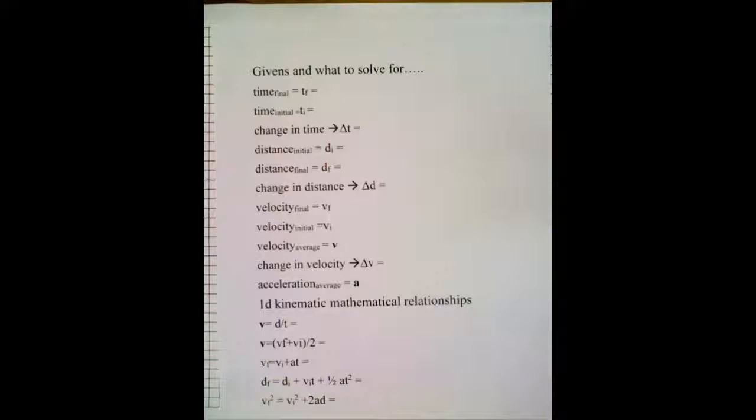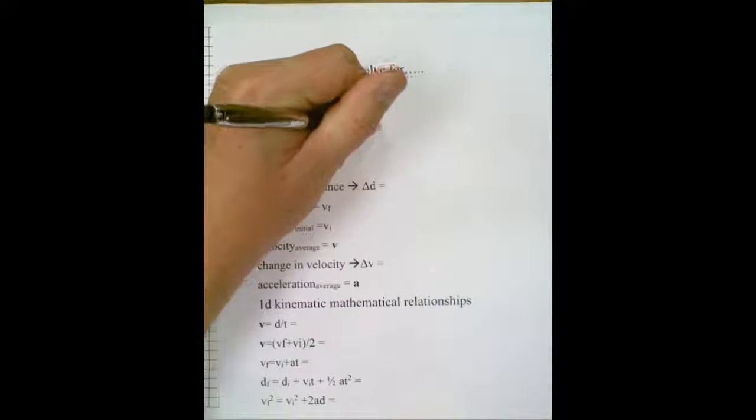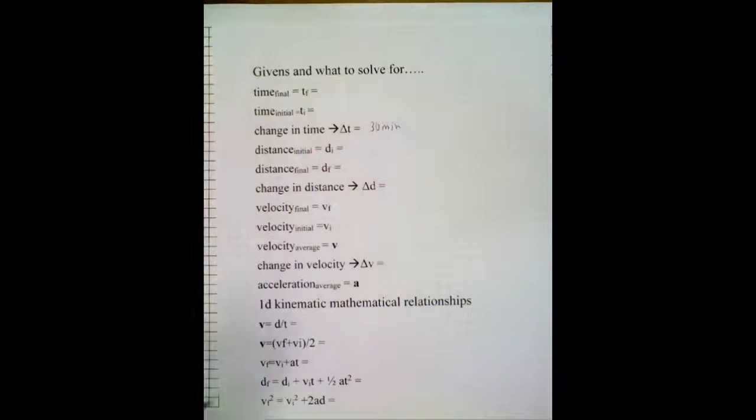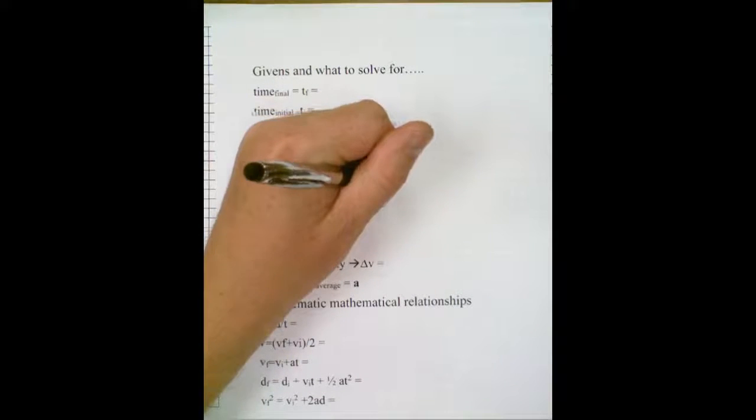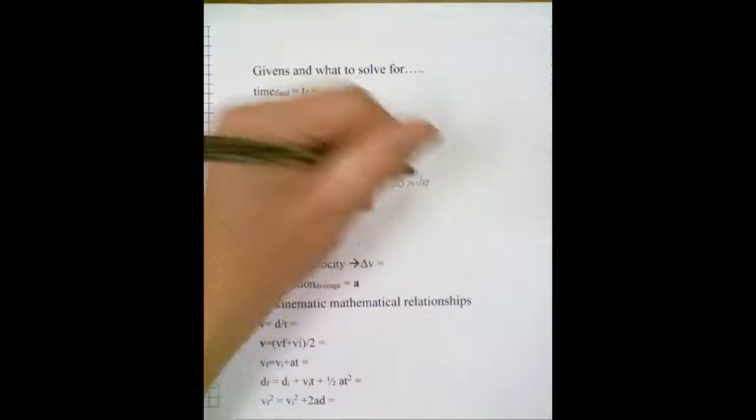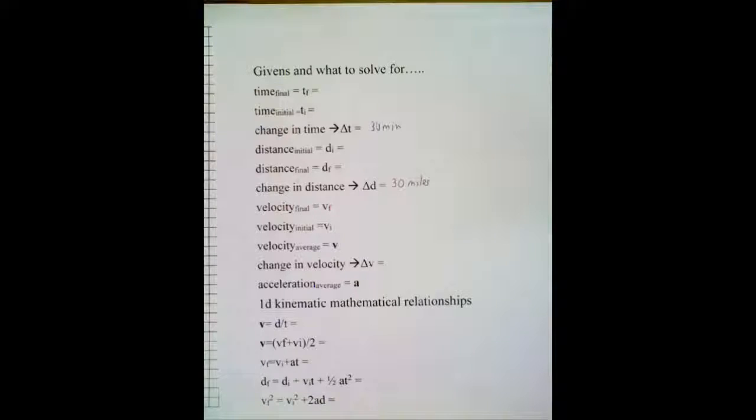First thing we're going to do is go back to our sheet and say, what do we know? What do we want to know? It gave us delta t is 30 minutes. It gave us change in distance is 30 miles. Well, this isn't quite useful to us.